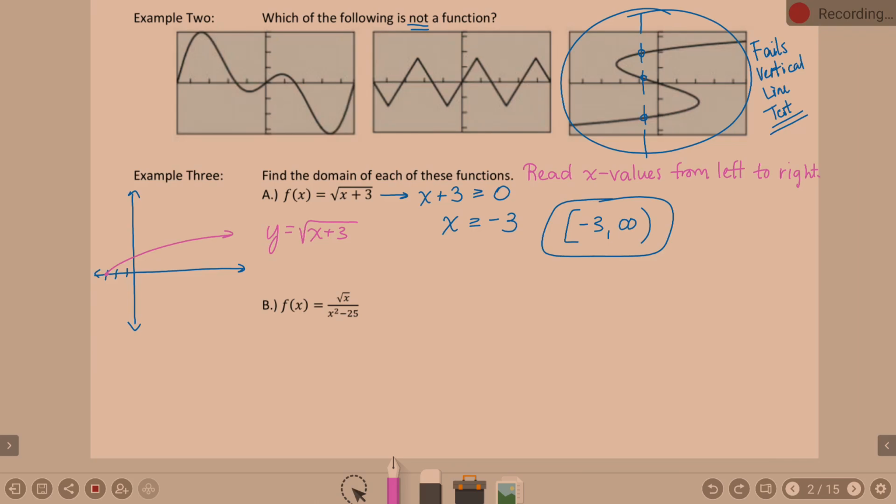Obviously, we didn't get to a denominator question. We'll talk about B tomorrow.